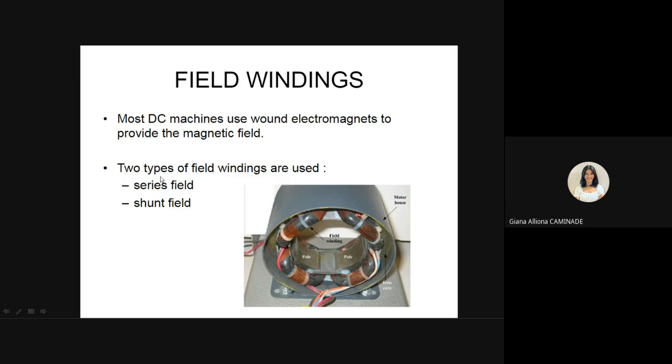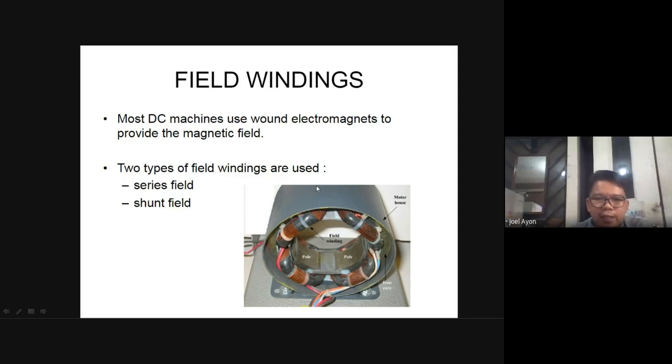There are two types of field windings, again, series and shunt field. Series, of course, is connected in series. Then shunt is connected in parallel.